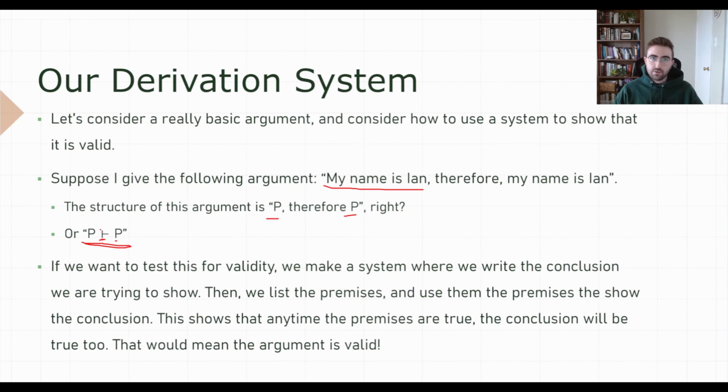Because what's on the left of the turnstile is the premise. So we have the premise here, and then we have the conclusion of the argument, the therefore statement, on the right side of the turnstile. It's P. Good. So now we can use a derivation system to show that this argument form is valid, right? Anytime its premises are true, which in this case is just the P on the left side, we can show the conclusion is true, which again is just P. So we'll produce a system that lets us show that anytime the premises are true, the conclusion is true, and therefore the argument is valid.